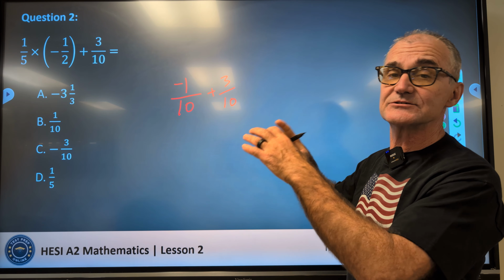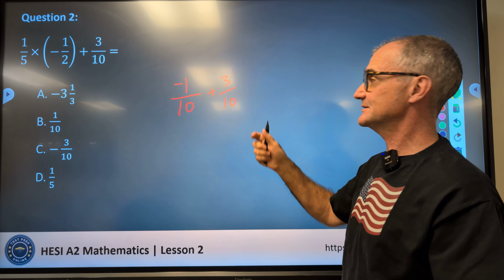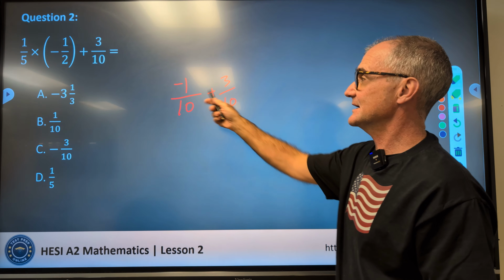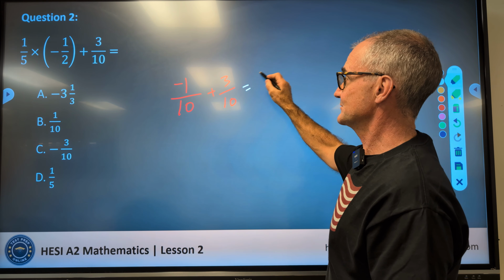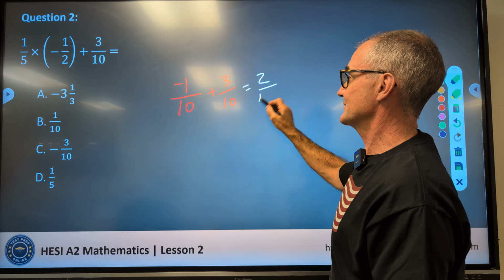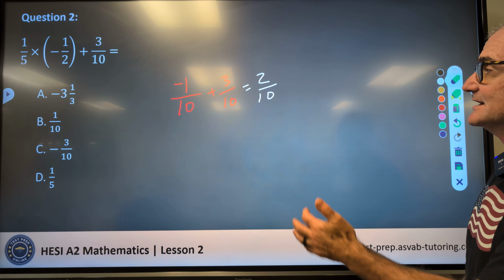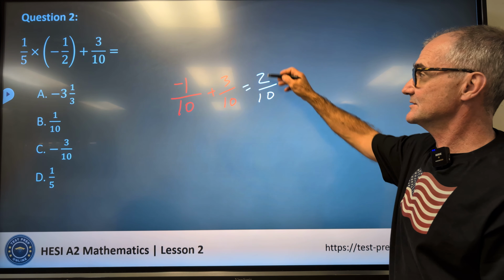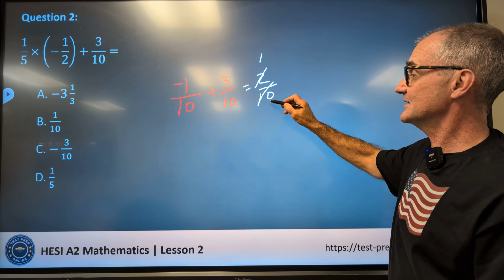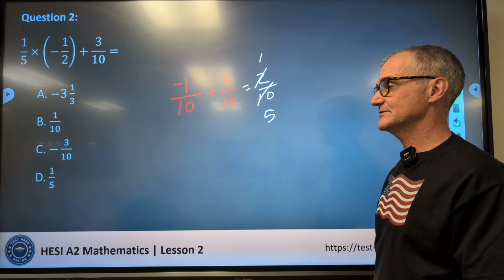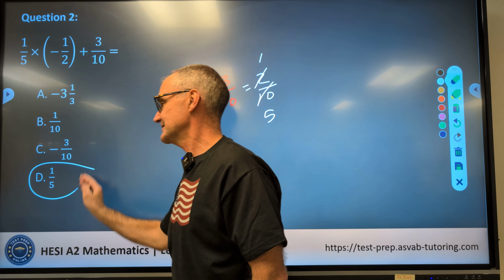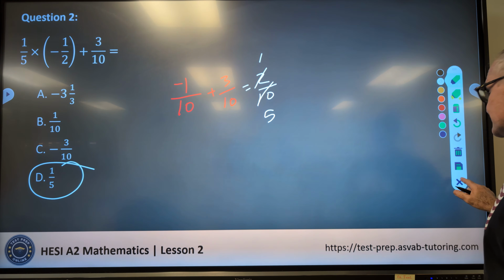The way to add or subtract fractions, you have to have a common denominator. I already have that. Negative 1 plus 3 gives me 2. And I keep that common denominator at 2/10. I don't see it up there, and that's because I have to reduce. 2 goes into here once, into here 5 times to give me 1/5. Correct answer, answer D right there.